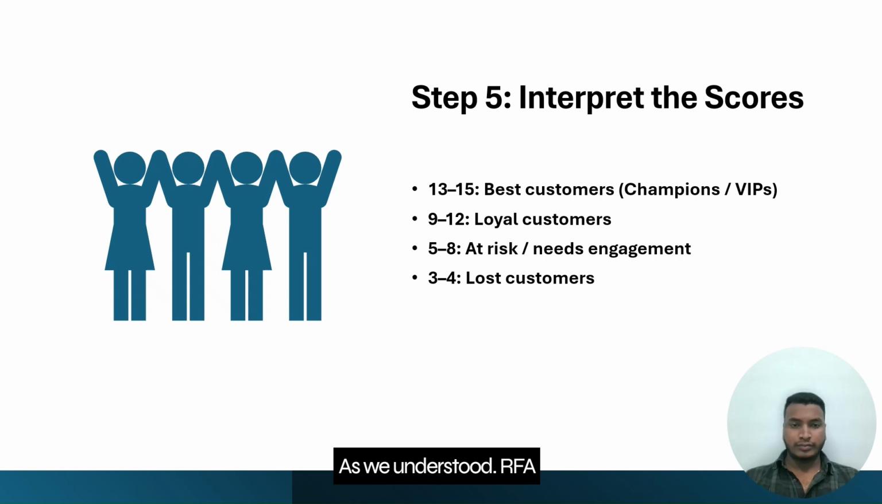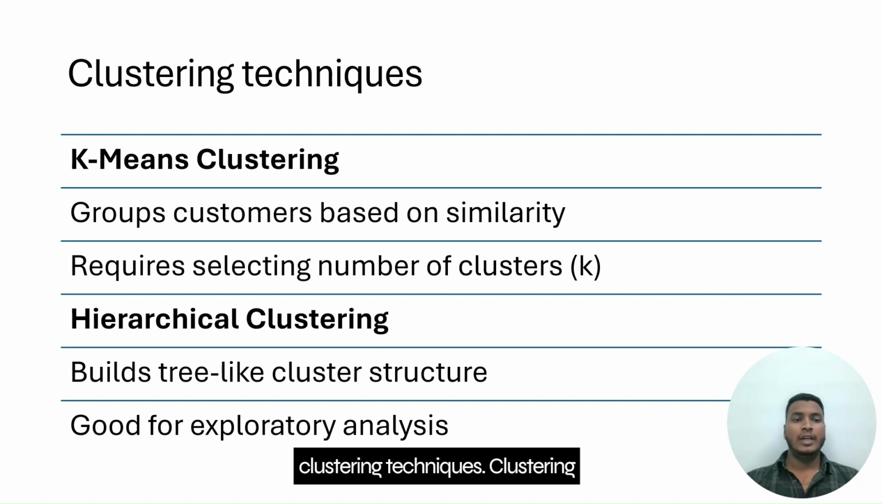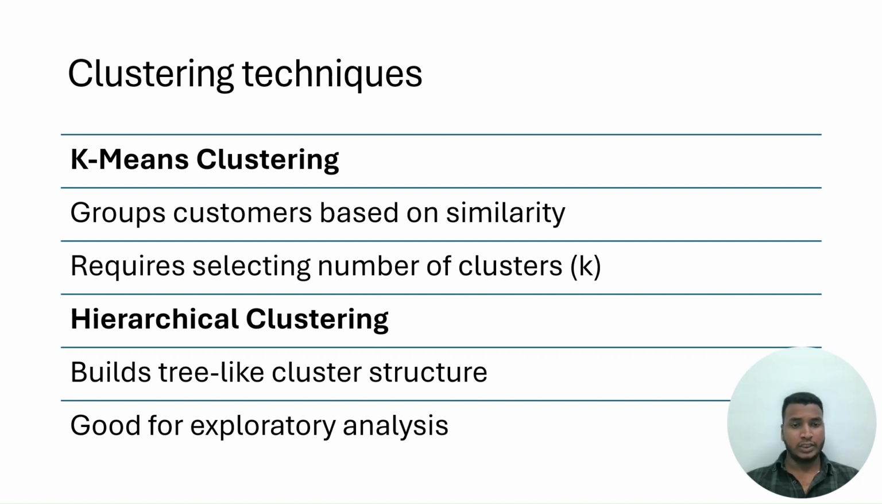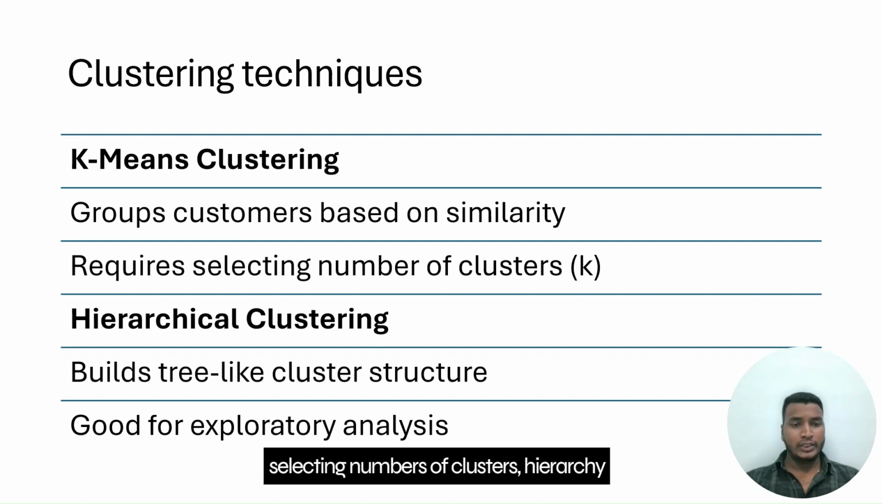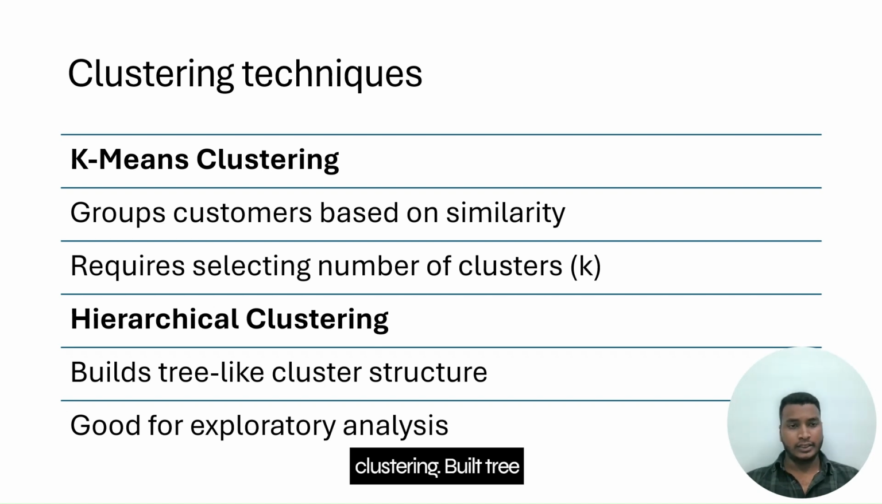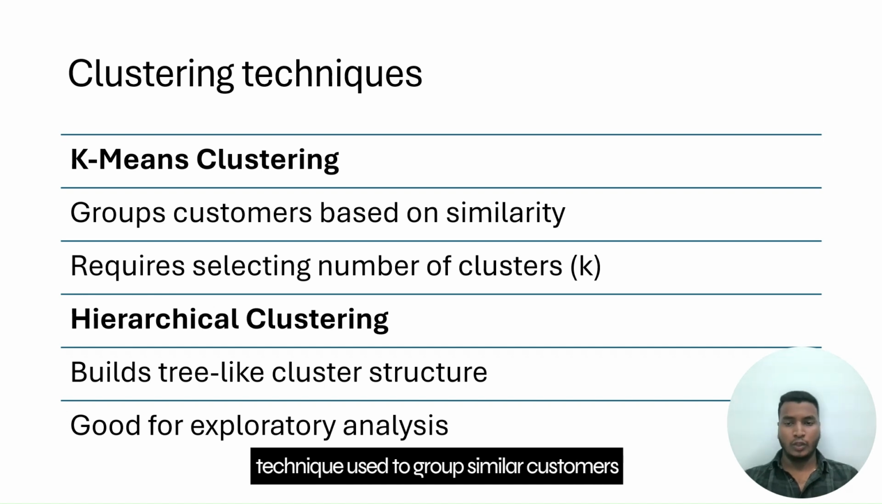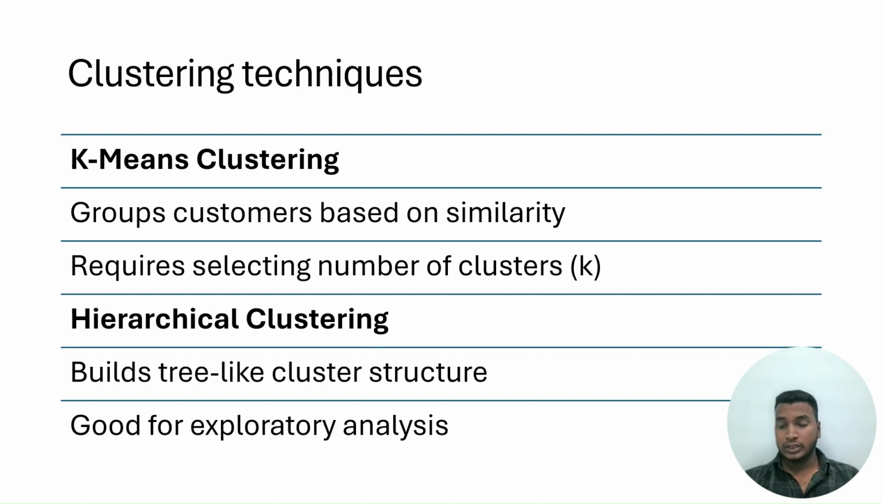As we understood the RFM model, now let's go to clustering techniques. K-means clustering groups customers based on similarities and requires selecting the number of clusters. Hierarchical clustering builds a tree-like cluster structure, good for exploratory analysis. In simple words, clustering is a machine learning technique used to group similar customers automatically. There are two types mentioned here: K-means clustering and hierarchical clustering. These techniques analyze large datasets and identify natural customer groups.